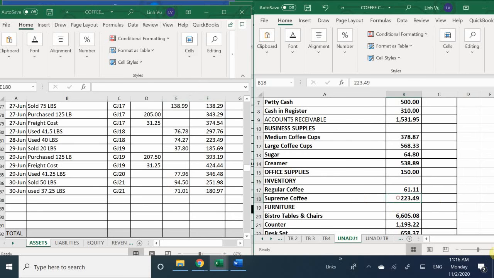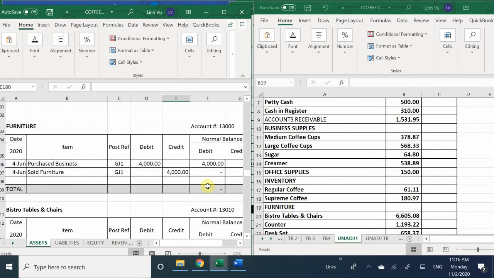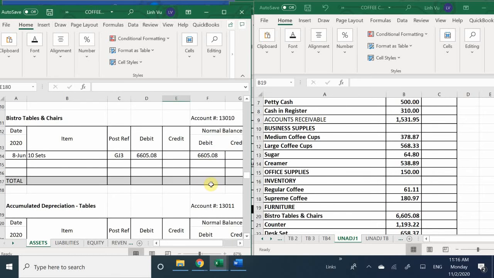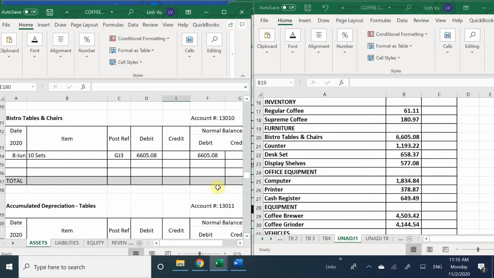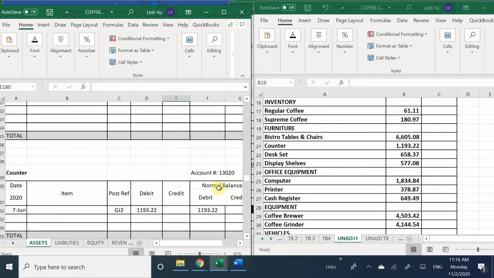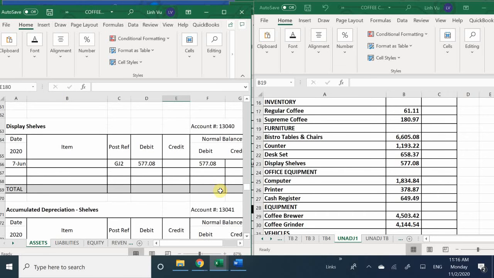180.97. Okay. And then what about my furniture? No change in furniture. No change to my bistro tables. Okay. Same thing with the counter and desk sets and shelves. They all stay the same. We will do an adjustment tomorrow.